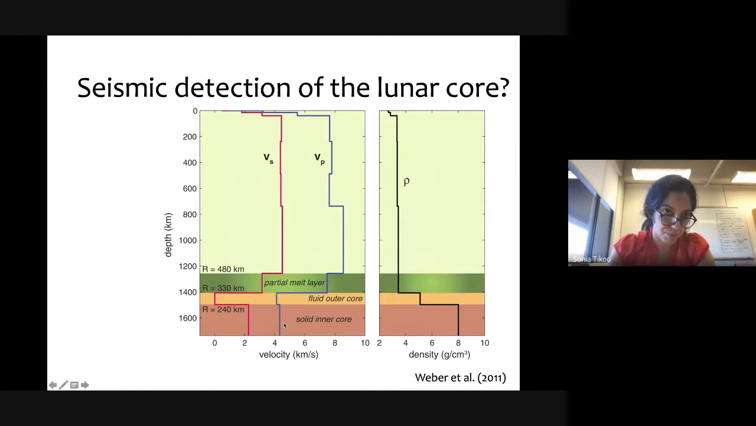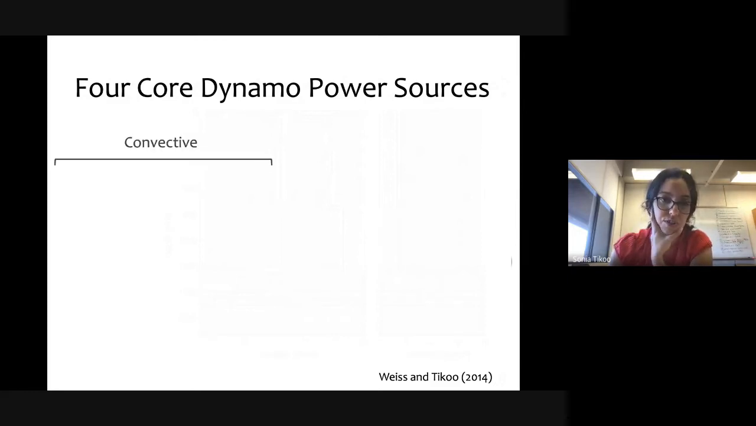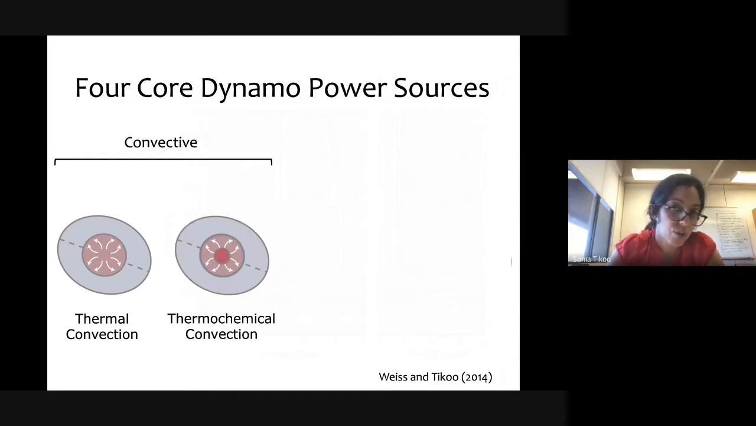So now that we know that the moon probably has a core, that's a good place to start generating a dynamo. So I'm going to talk about 4 possible core dynamo power sources, broadly speaking, that could have contributed to the lunar magnetic field. 2 of these are convective. So the first one is thermal convection, where the lunar core is cooling and you have convection of the core, and that organized motion of metal in the core is generating the field. And then once you have an inner core that starts to crystallize, you can have a longer-lived dynamo sustained by thermochemical convection. Then there are 2 other dynamo mechanisms, which I would say are mechanical in nature.